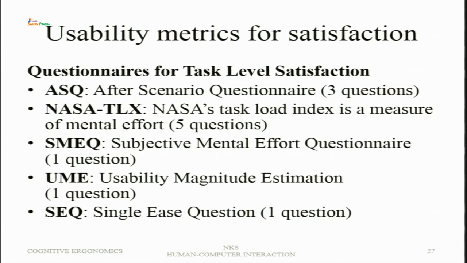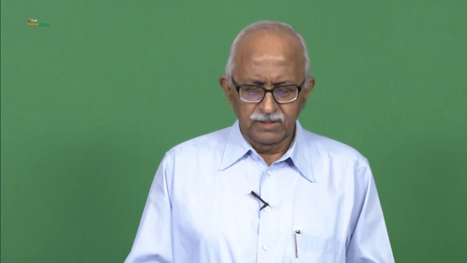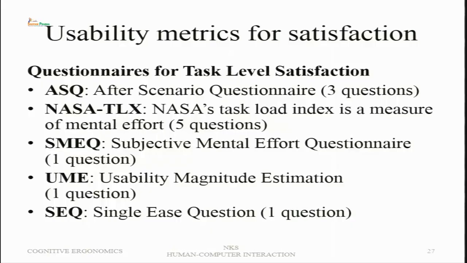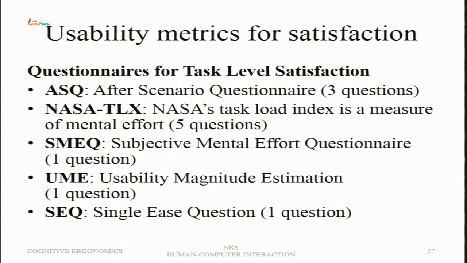Then usability metrics for satisfaction. Satisfaction is a subjectively measured dimension or sub-dimension of usability, and there are different subjective questionnaires which include various items, and they are based on the task level and also the test level. So the task level satisfaction is measured with several after-scenario questionnaires. So when this scenario is over, then three questions are administered.